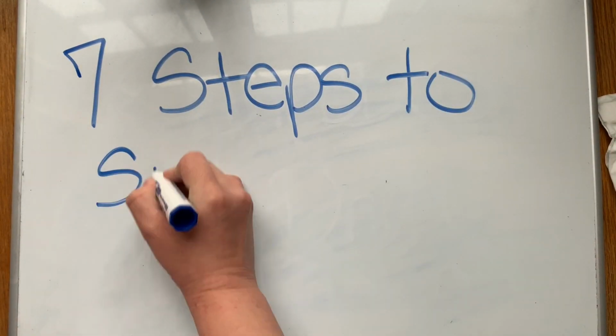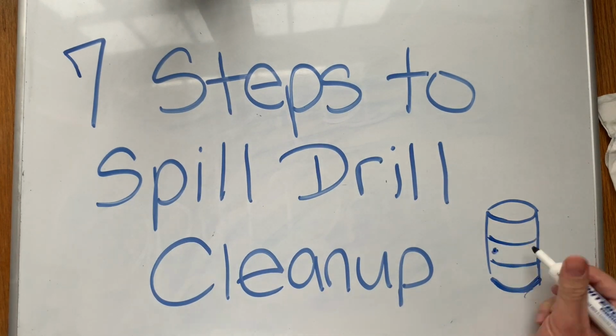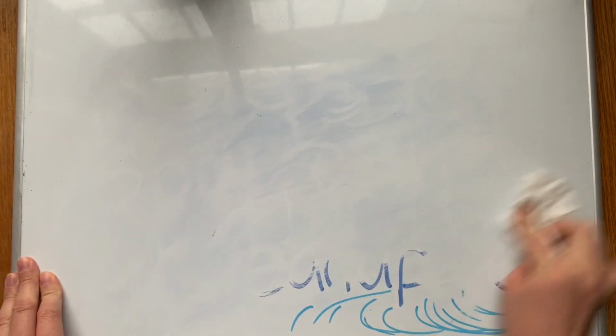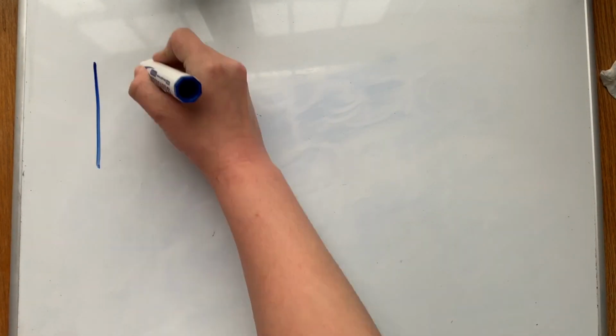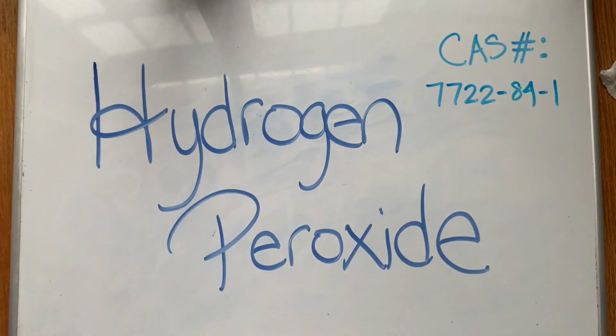Hi everyone, today I will be presenting the 7 steps to the spill drill cleanup. And my chemical of choice is hydrogen peroxide. Going over the product identification for hydrogen peroxide 3%, its CAS number is 7722-84-1.